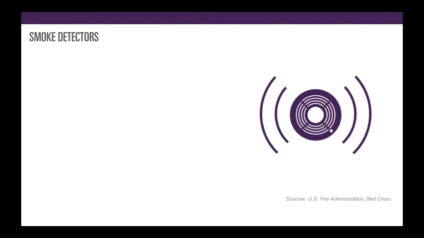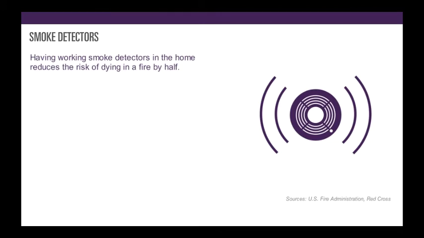Although the number of home fires and fatalities are down about 20% since 2011, home fires will still happen. This is why it's a good idea for everyone to have working smoke detectors in their homes. The Red Cross says that having working smoke detectors reduces the risk of dying in a fire by half.